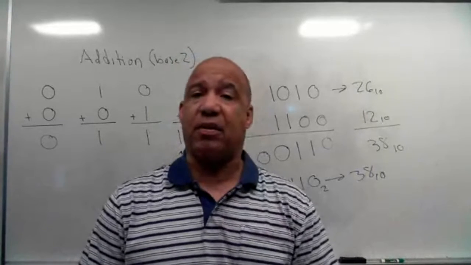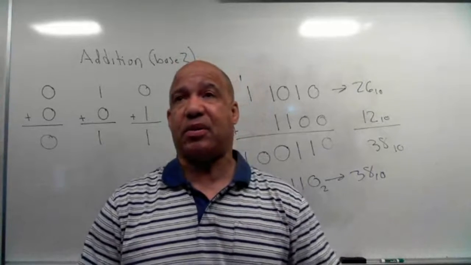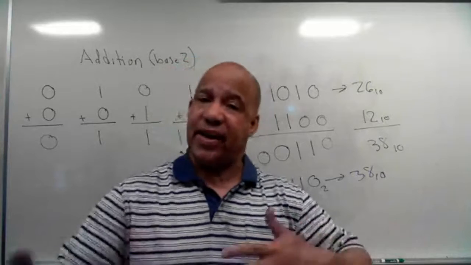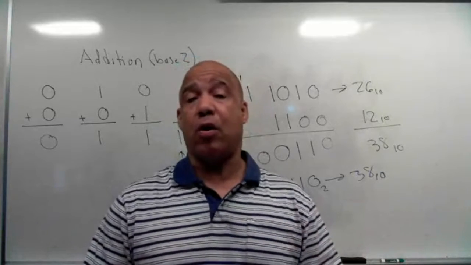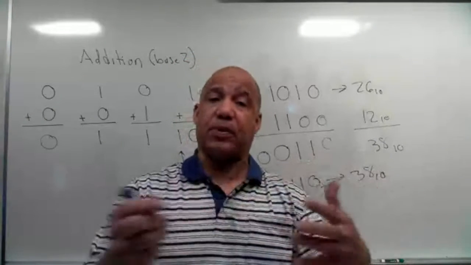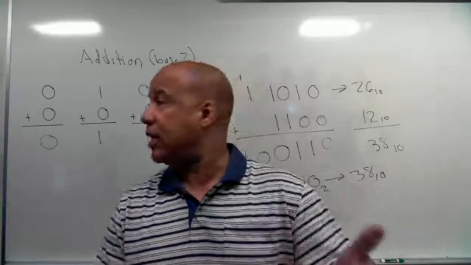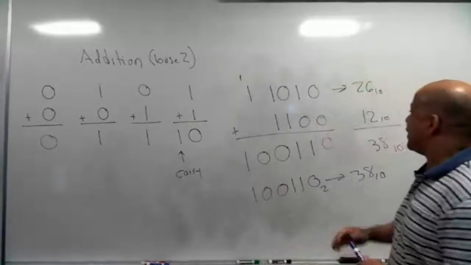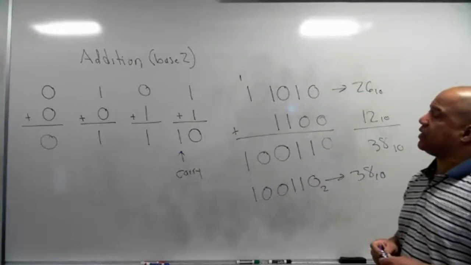Codes don't necessarily have a weight or place value. Sometimes, depending on the code we're talking about, it can use weights, or codes can just use a sequence of bits to represent data in different ways. We'll get into that on Friday. Okay, so anybody have any questions over addition?